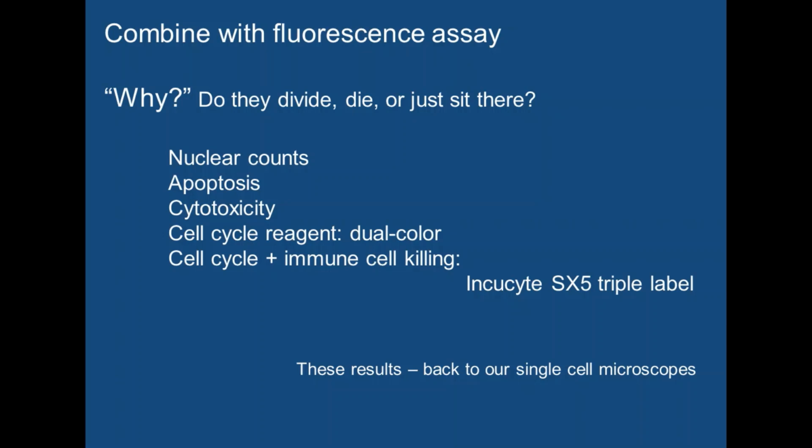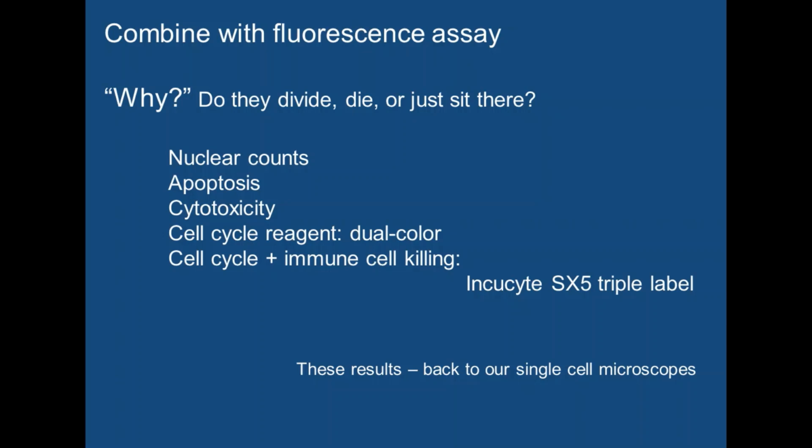So as I come to the end of the talk, I want to talk a little bit about how we can use assays that are built into the Incucyte system to begin to ask sort of the why. Do they divide? Do they die? Do they just sit there? There are a variety of existing assays, things like looking at number of nuclei for nuclear counts, apoptosis assays, and cytotoxicity assays that we can use to answer that question. If there is a flattening of the curve, why did that curve flatten?